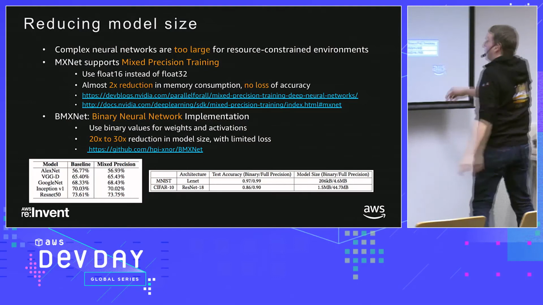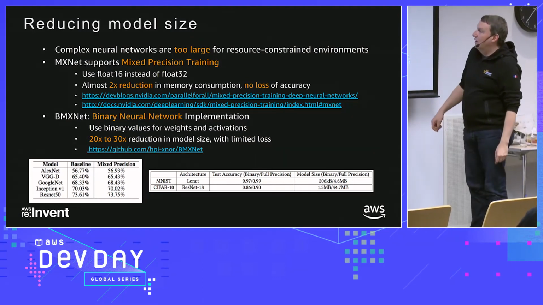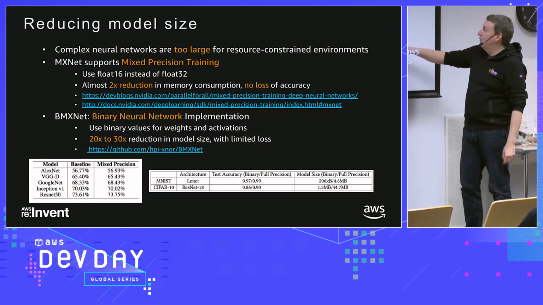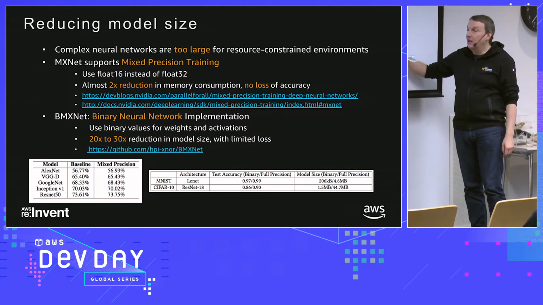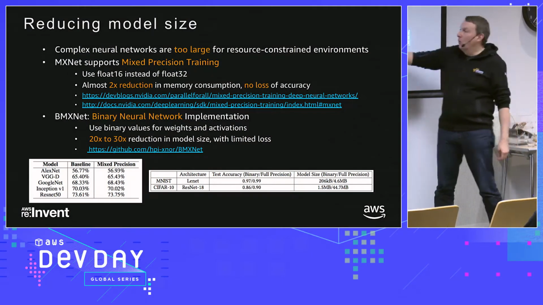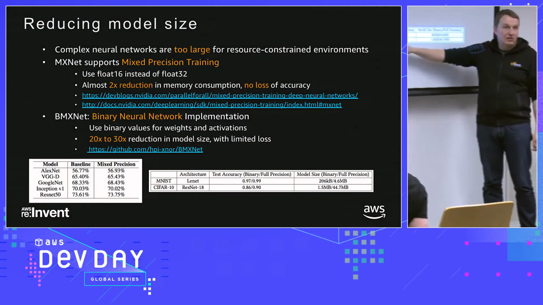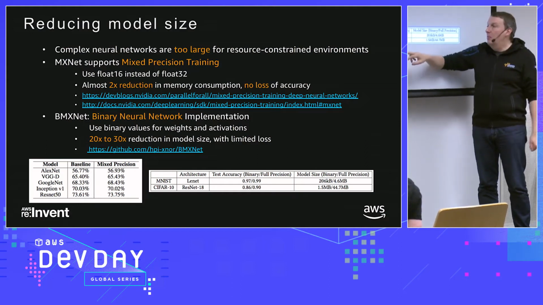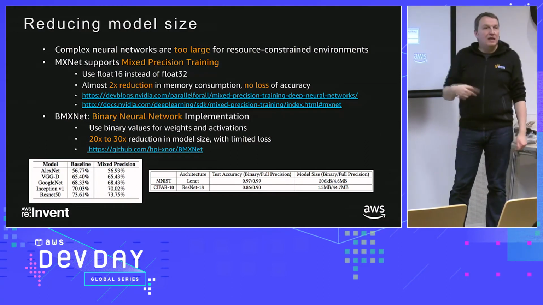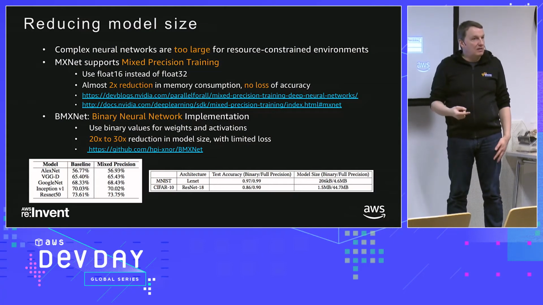Right? The same model is shrunk from 44 megs to 1.5 meg. So that would really fit anywhere. And they only lose 4% accuracy. So that's a lot, right? It's a lot, 4%. But it's the difference between not being able to do deep learning on that device, right?